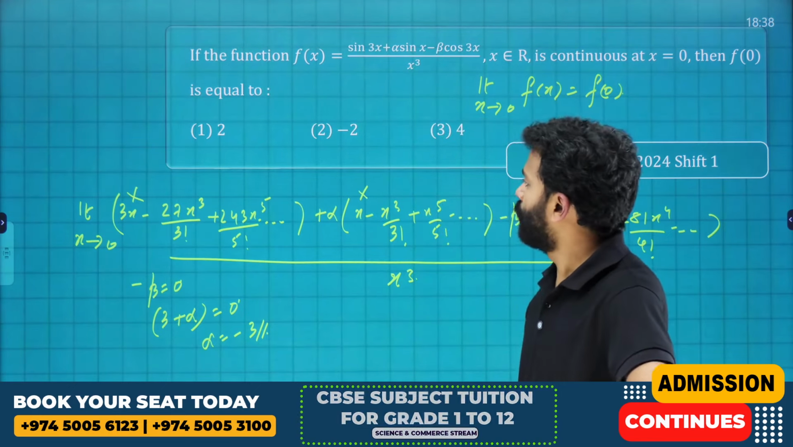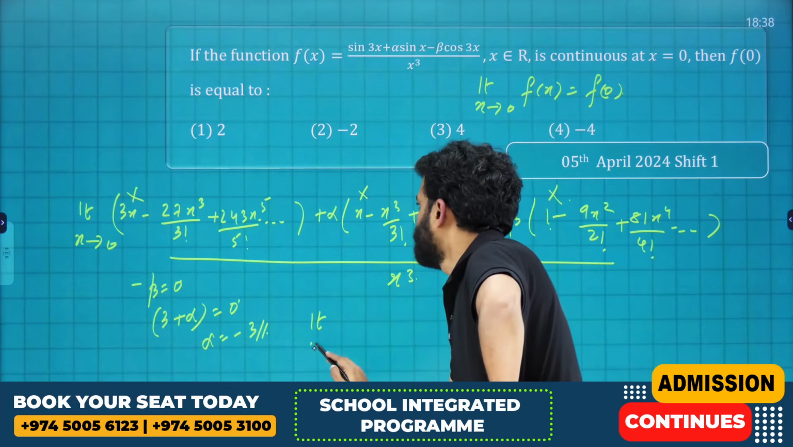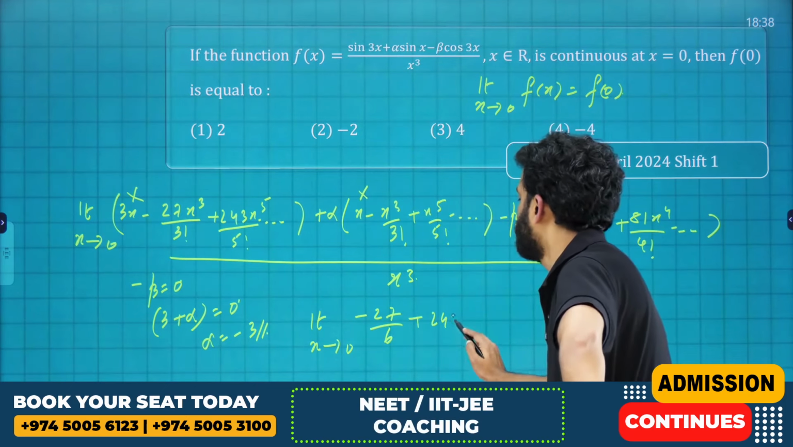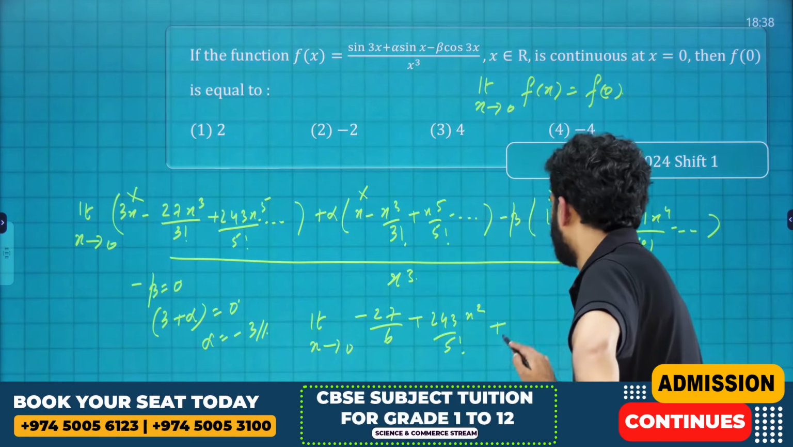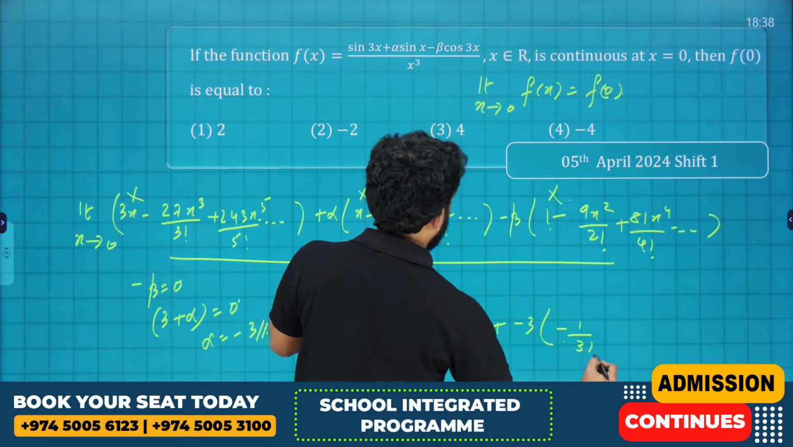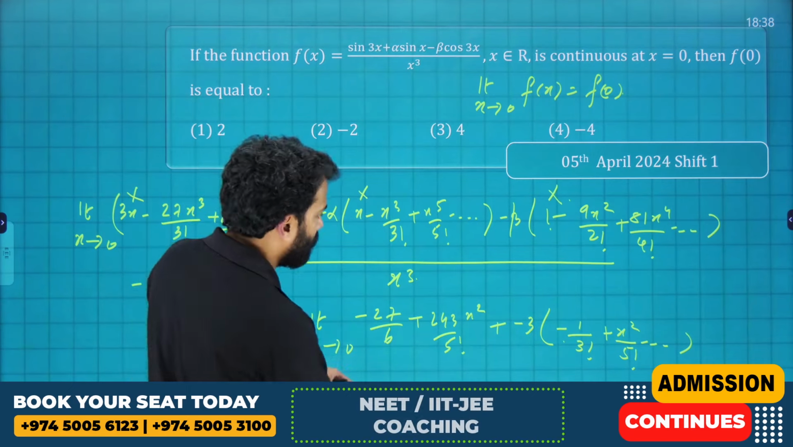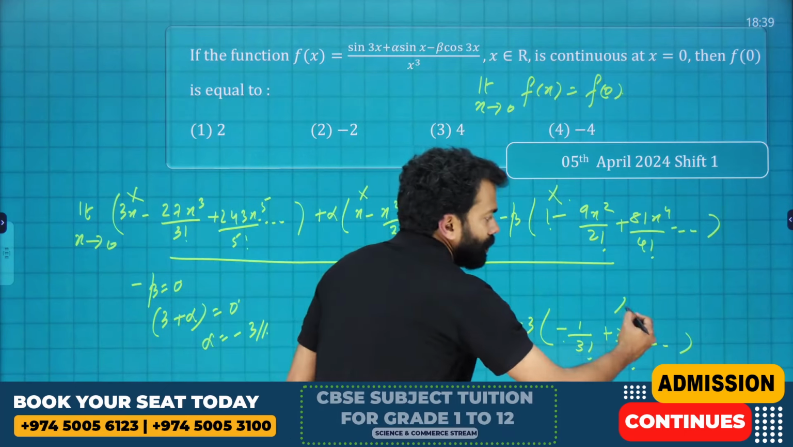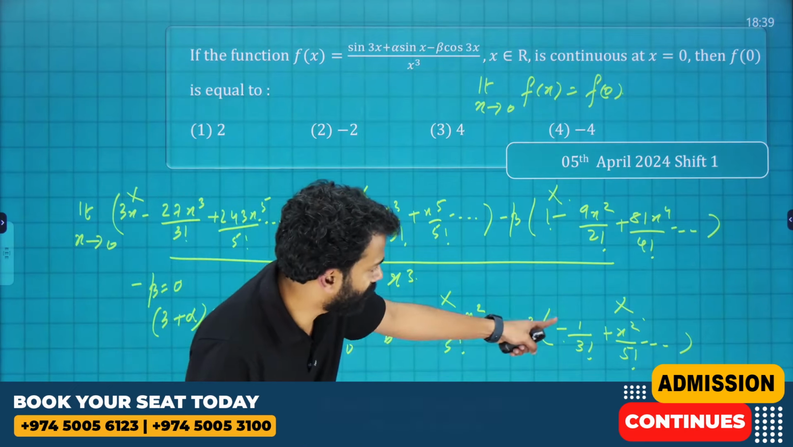Okay, so what we are going to do is divide numerator and denominator by x cubed, so that you will get limit x tends to 0 of minus 27 by 6 plus 243 x square by 5 factorial, over minus 3 into, if you divide by x cubed, minus 1 by 3 factorial plus x square by 5 factorial minus etc. If you apply limit x equal to 0, all the terms after this and all the terms after this will get cancelled. Therefore, the final result will be minus 27 by 6 plus 3 by 3 factorial.